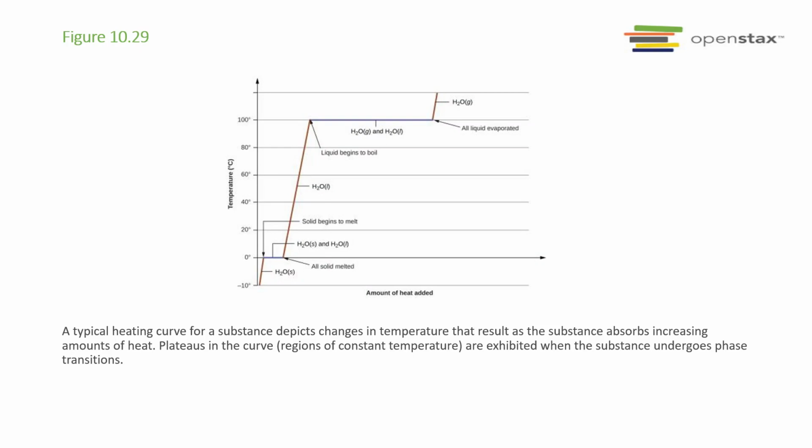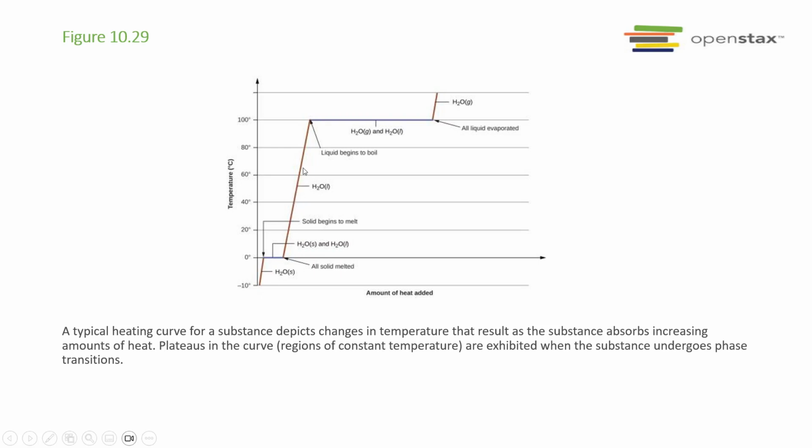This is a typical heating curve, and it shows when temperature is increased and the amount of heat added is increased. We start out in the solid phase, and we're going to increase the amount of heat that we're adding. As we add more and more heat, eventually it's going to get to the point where it melts. As it's melting, it's going to be at a constant temperature. Then we're going to keep adding heat.